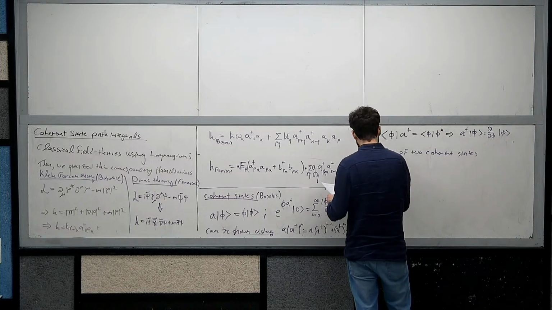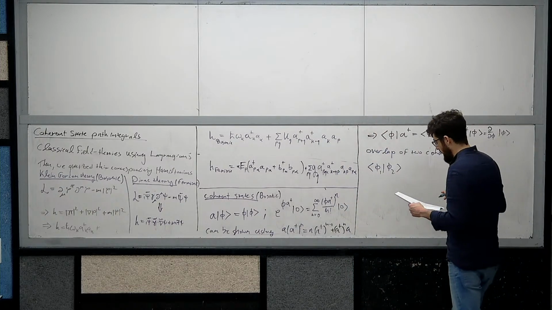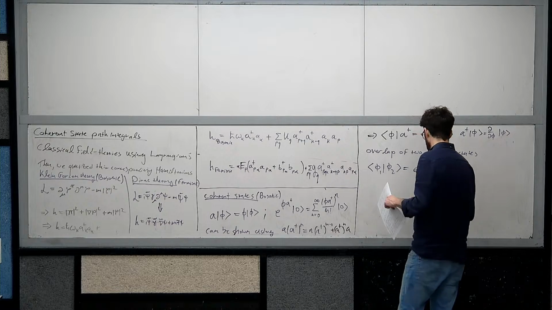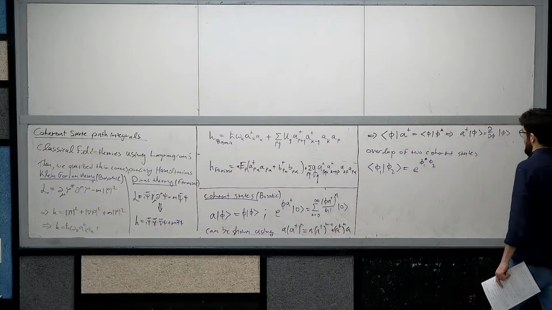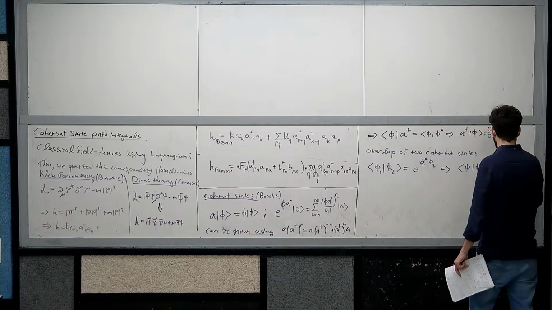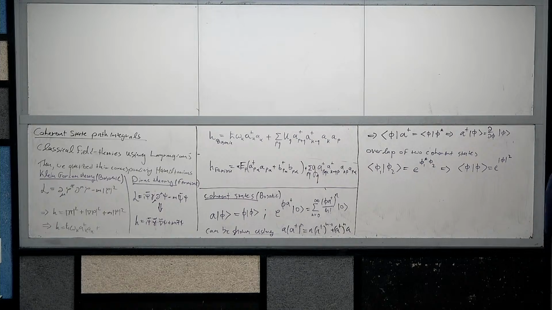So if we compute, say, phi 1, phi 2, like this, we get e to the phi 1 star phi 2, and therefore phi is equal to e to the phi squared. Okay? What does this imply?